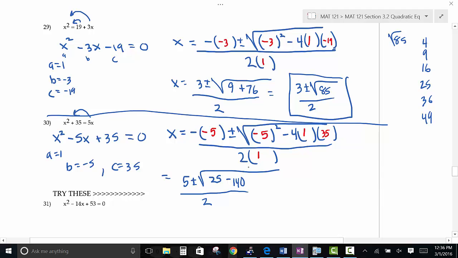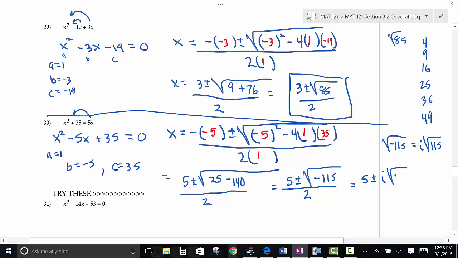Okay, so when we do that, next step is we're going to have 5 plus or minus, and let's see, what is that, negative 115? Yeah. Okay, oh, that's kind of nice. Okay, now what you have to do on this is it's a complex number, so anytime you see like a square root of a negative number, just write it like this. It's just i times square root of positive 115. It's the same thing. It's an imaginary number, so you want to write this answer as 5 plus or minus i radical 115 over 2.